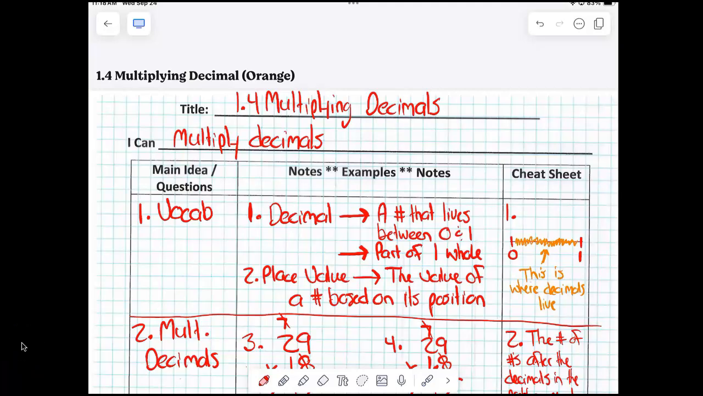Good morning, Orange Pot. Good morning, Mr. Pottinger. We just finished multiplying decimals. Can you multiply decimals? Yes.